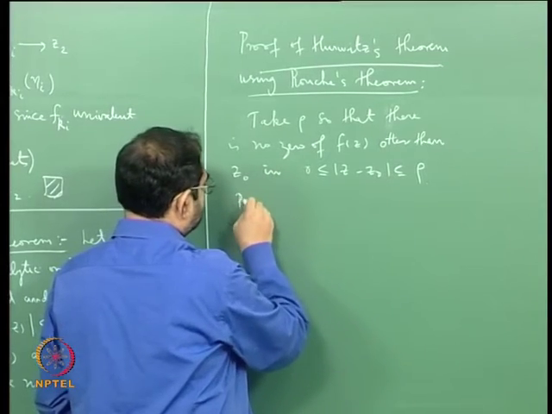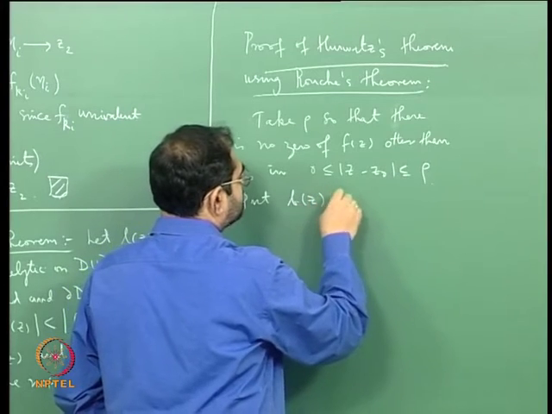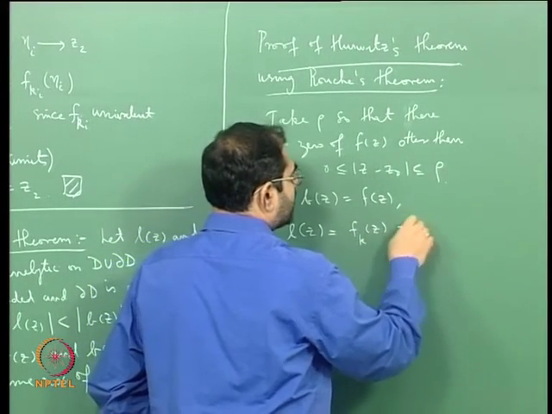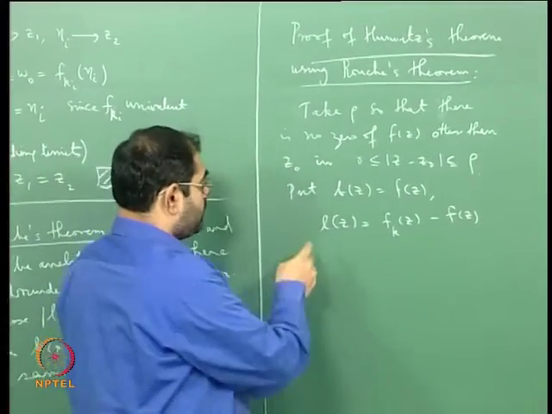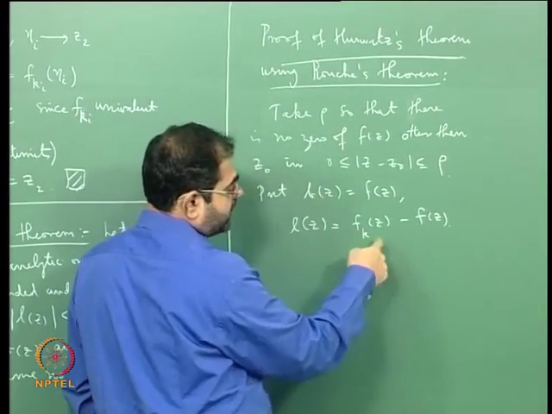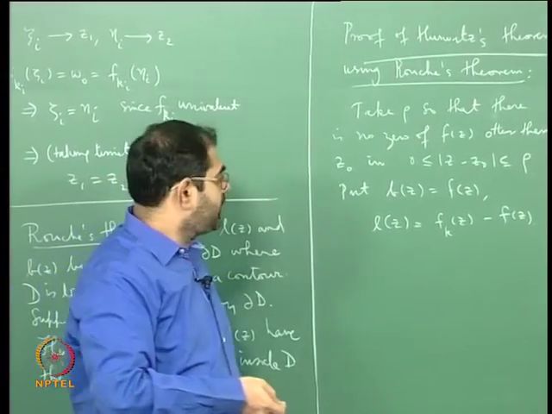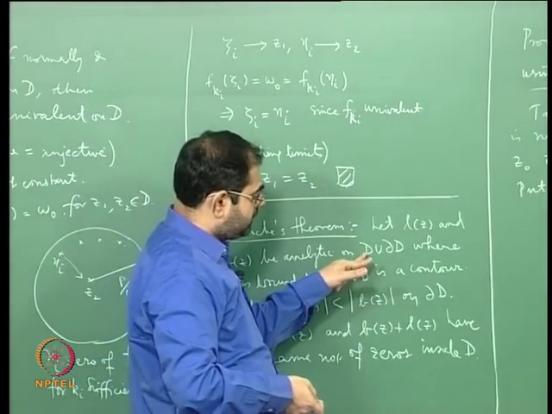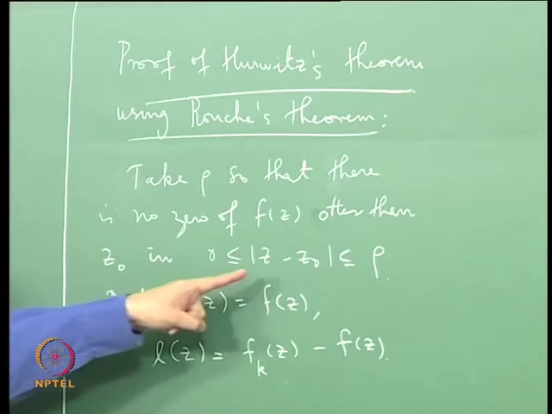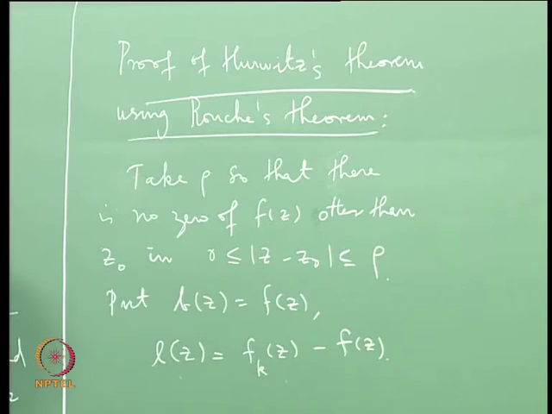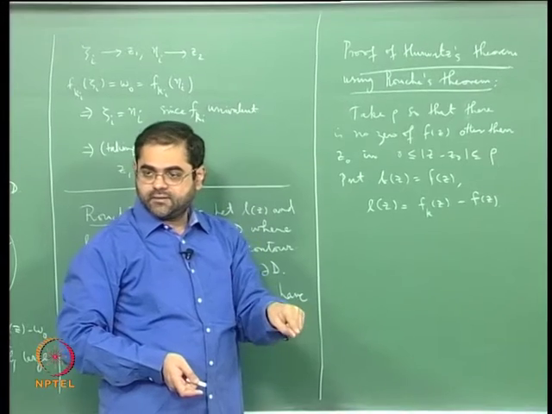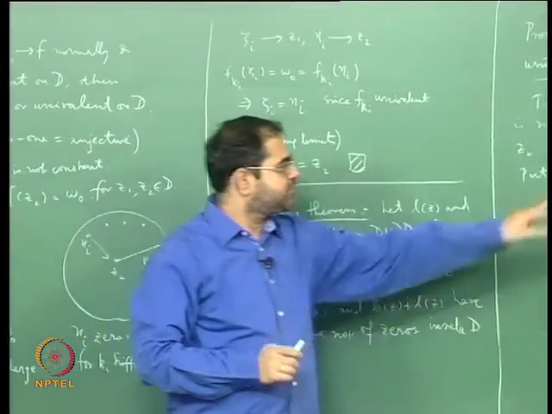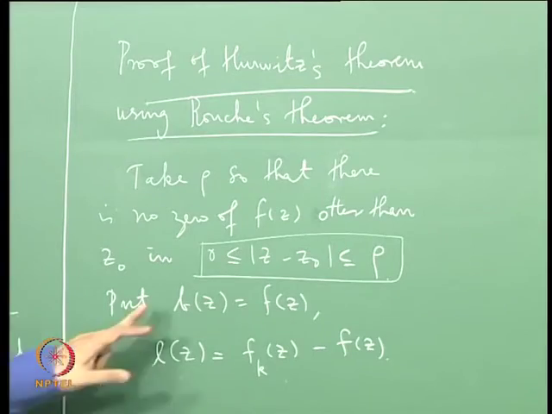Then put the big function to be f(z), the little function to be fk(z) minus f(z). Then of course, if I add the two, I'll get fk. And of course, to apply Rouché's theorem, the domain on which I'm applying Rouché's theorem is this disk, and the boundary is just the boundary circle. So I'm applying Rouché's theorem here, to the little function and the big function.